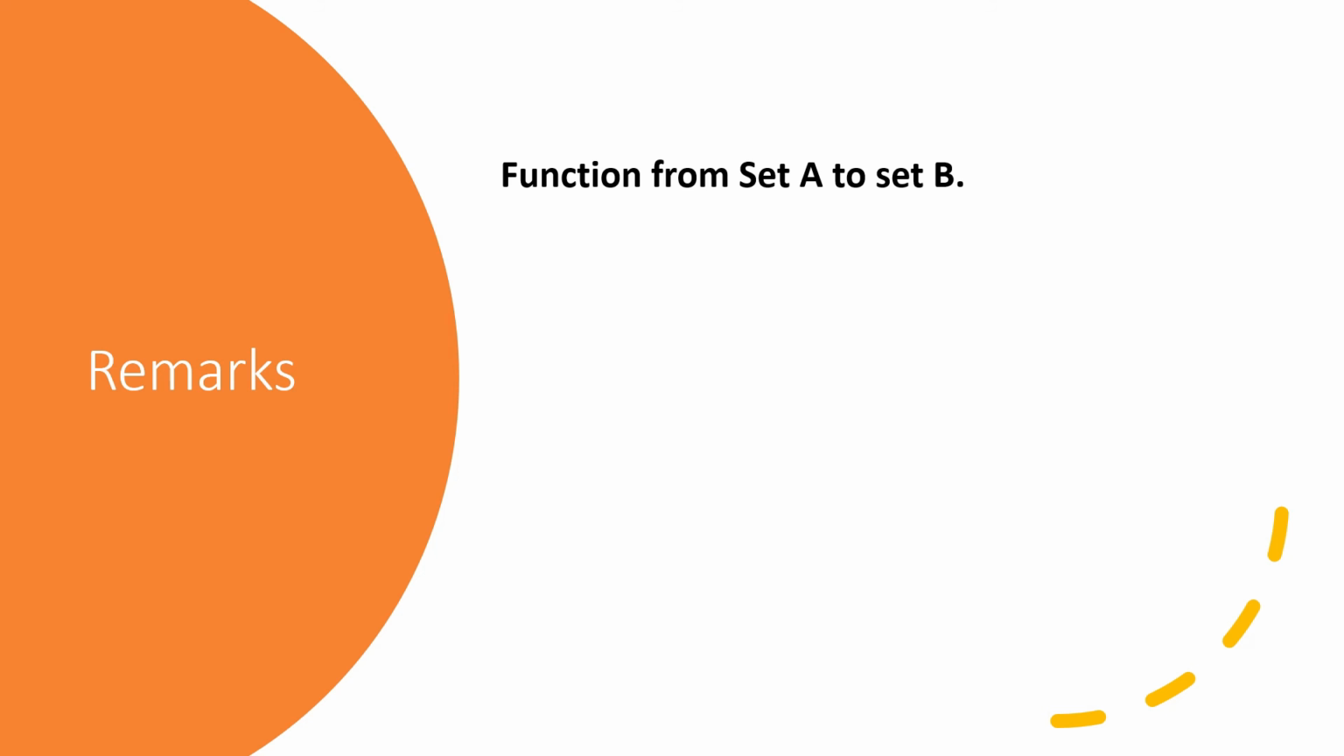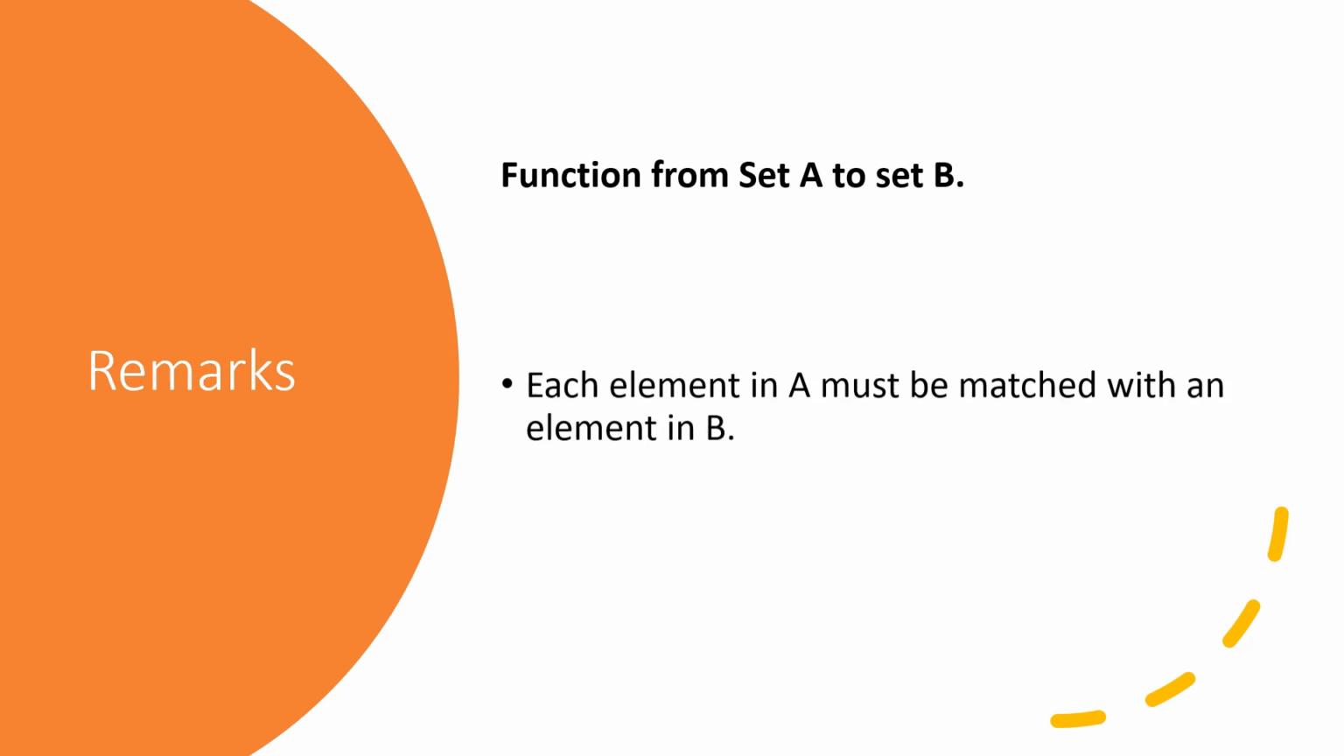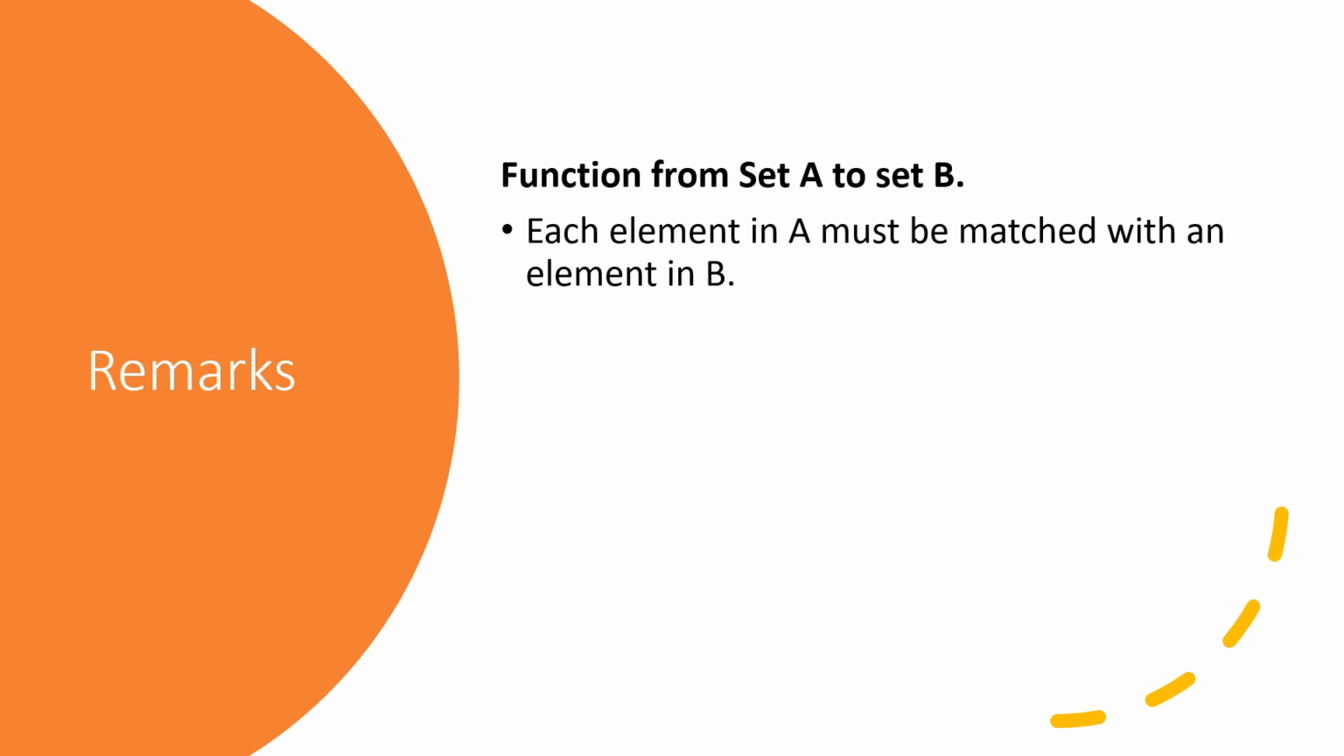So here are the important remarks. We have to remember this. Function from set A to set B. First, each element in A, where A is the domain, must be matched with an element in B. So for a relation or a set of ordered pairs to be considered as a function, this must be satisfied, that each element in the domain A must be matched with an element in B.